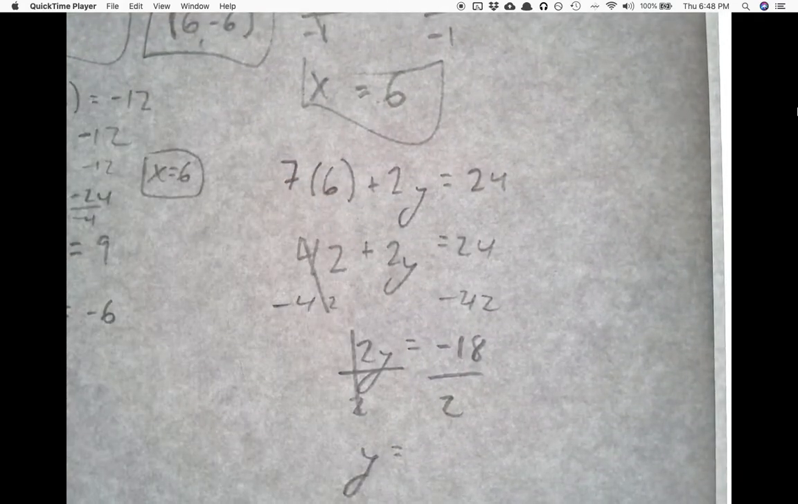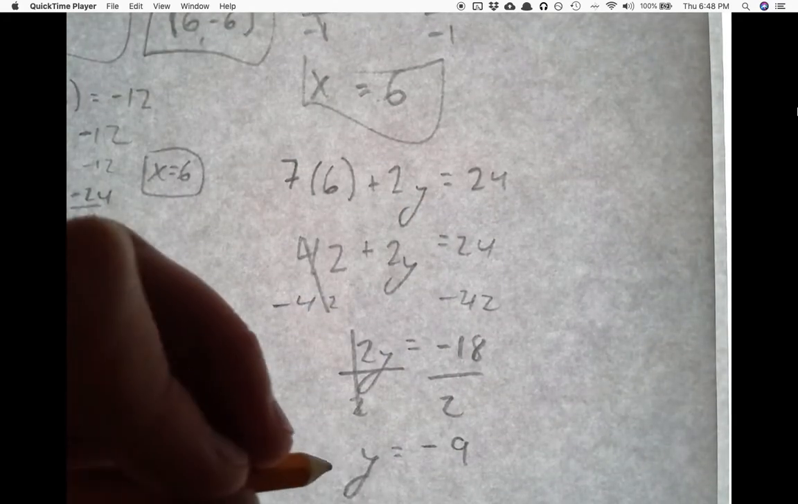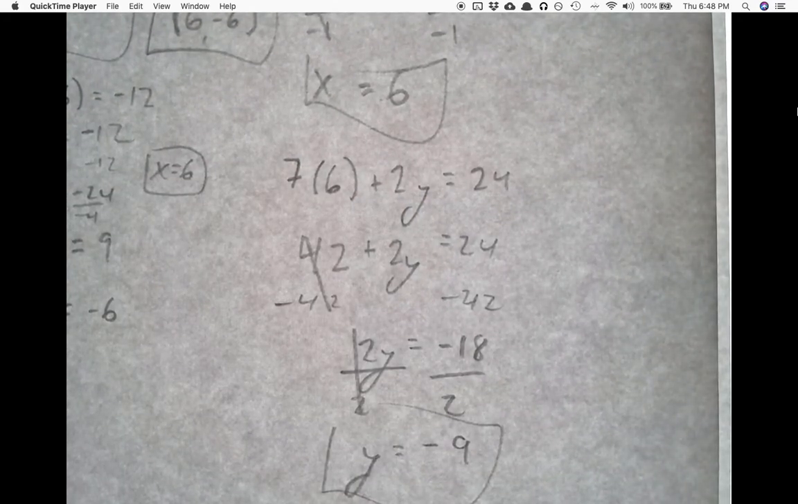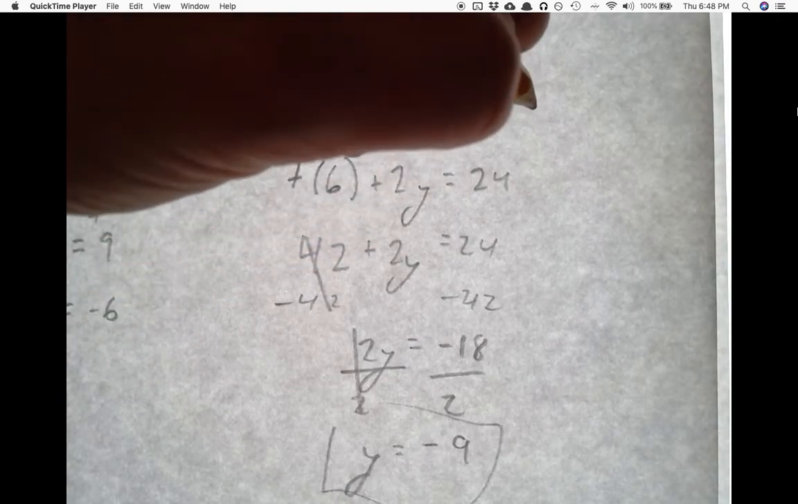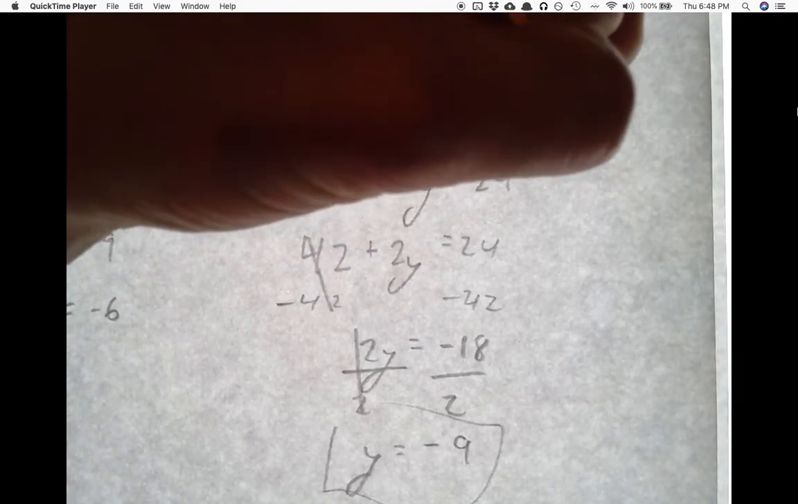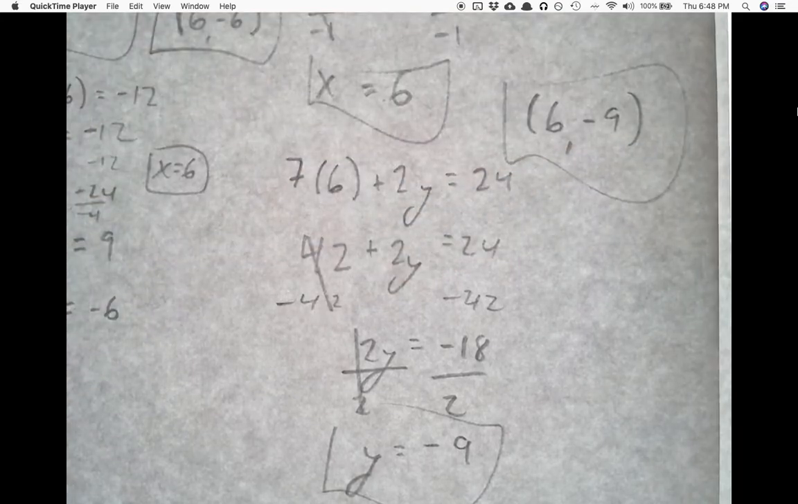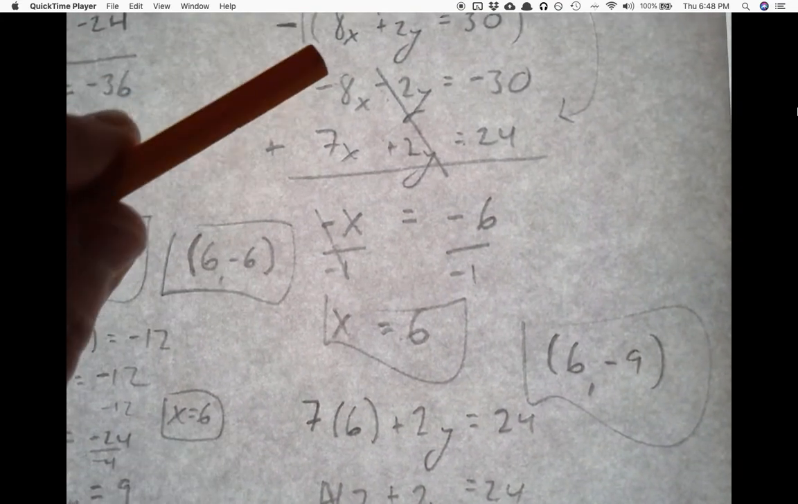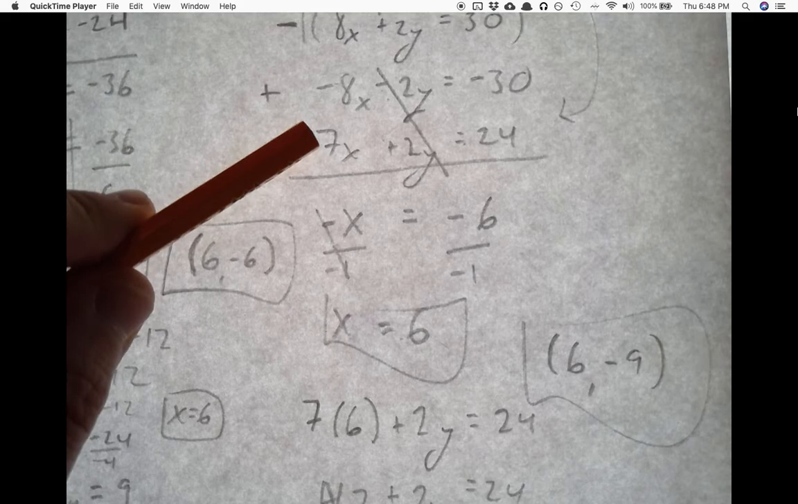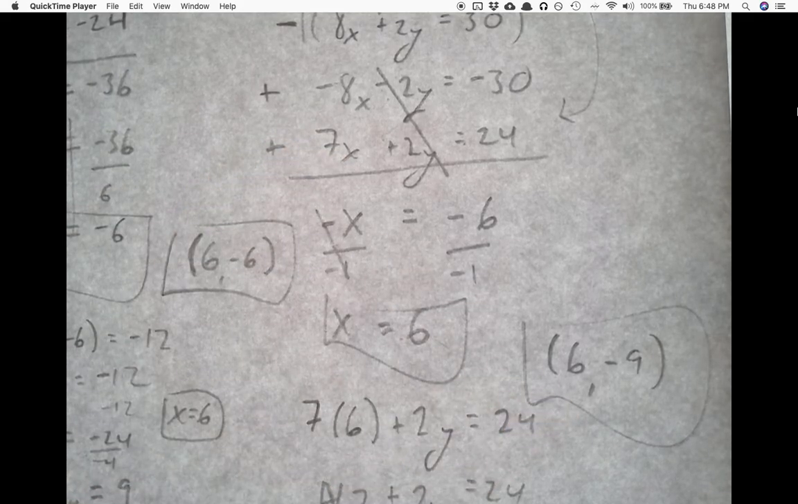We end up with y is equal to -9. That's the second part of my solution. So my final answer is going to end up being 6, -9. This is where these two original equations would intersect if you graph them at the point 6, -9. So that is our solution.